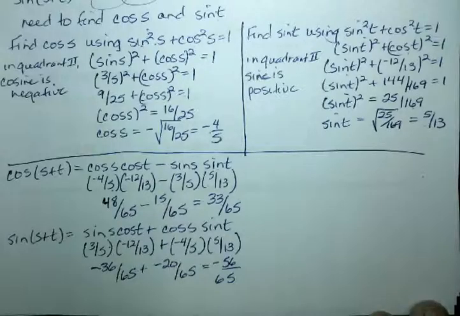If I multiply these, I get negative 36 over 65. These I get negative 20 over 65. If I add those two on the top, I get negative 56 over 65. That's my sine of S plus t.